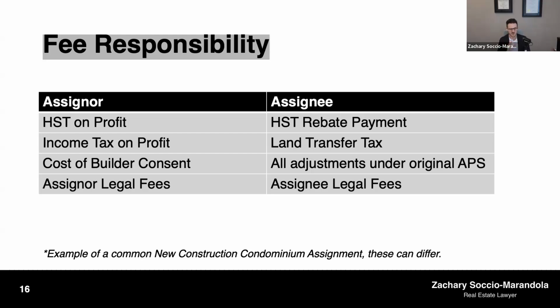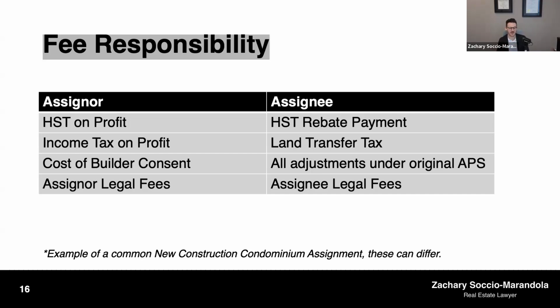So I'm going to just touch briefly on the first two for the assignor because it's more of a tax law and accounting issue. But we've got new rules regarding HST and the profits on assignments in the last couple of years. So when there is HST applicable to a property and there's profit on it, the assignor, the person making that profit, has to pay HST to the government on that. That applies to new construction condos.